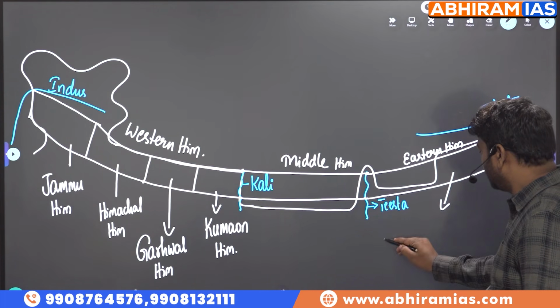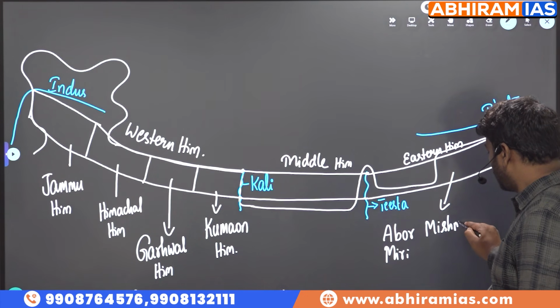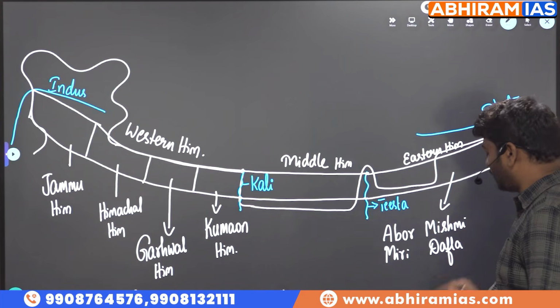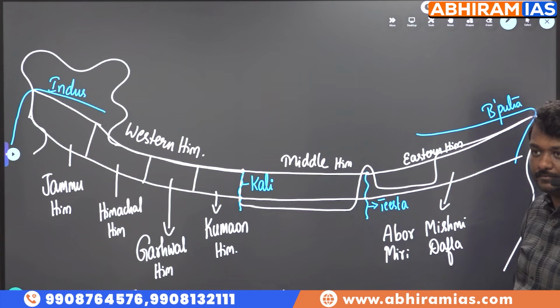Guys, in Arunachal Pradesh, we will have 4 important hills: Abor, Miri, Mishmi and Dafla. These 4 hills are very important. Done?